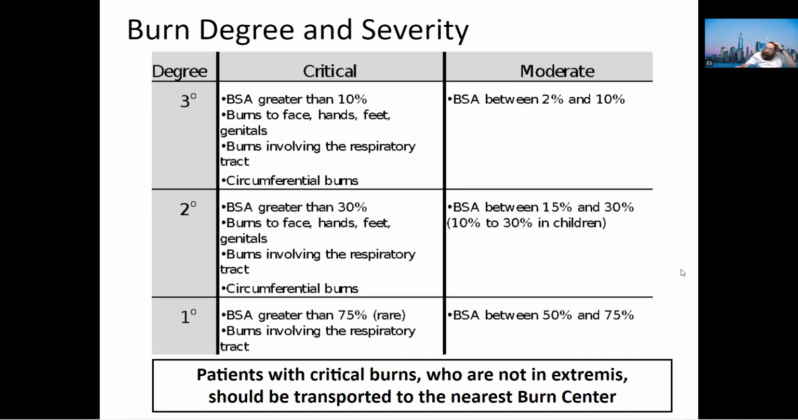Why does it matter what type of burn you're dealing with? Why does it matter? Oh, very simple. Because critical burns need to go to a burn center. All right. Moderate burns don't have to go to a burn center, but you could if you want to. Okay. Now, there are not many burn centers in New York City. Brooklyn does not have a burn center. Just putting it out there.